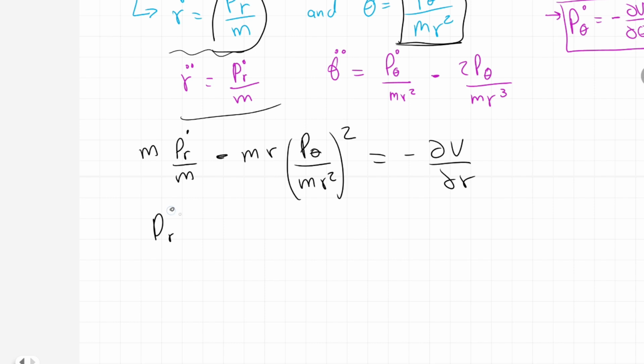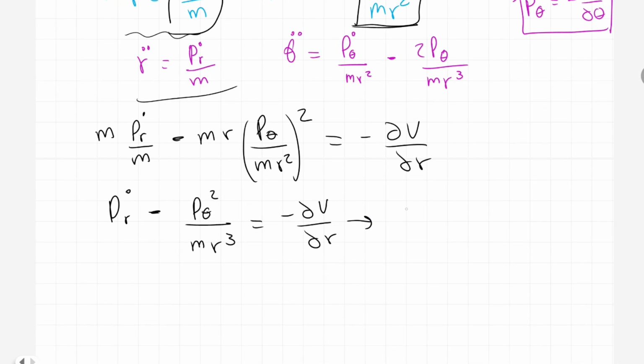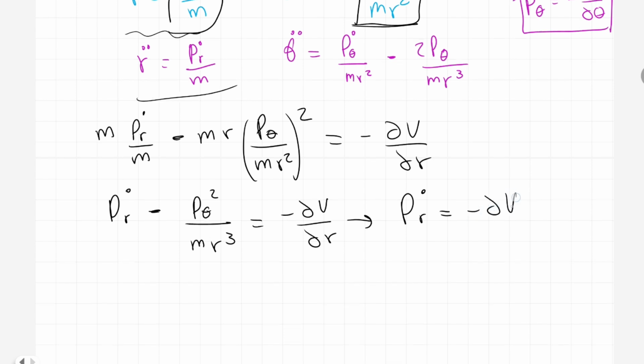In this case we get that p_r dot equals minus... here we are going to have p_theta squared over m r to the third power equals negative the partial of V with respect to r, and then p_r dot is equal to negative the partial of V with respect to r plus p_theta squared over m r to the third power. Okay, so everything we have done can be summarized in the next four equations.